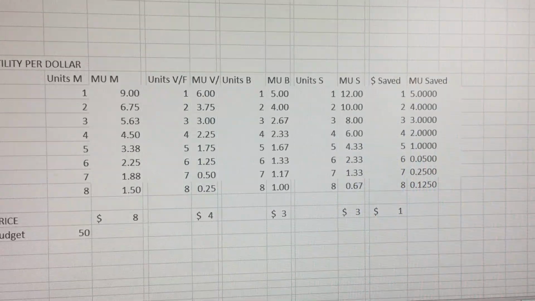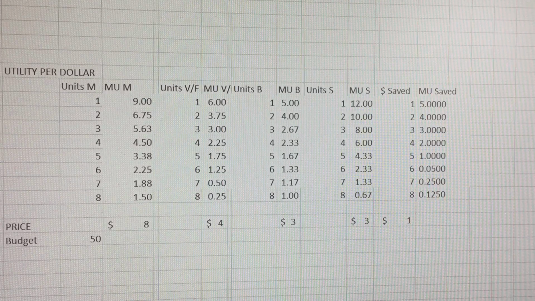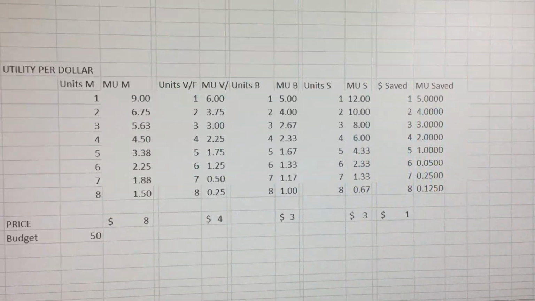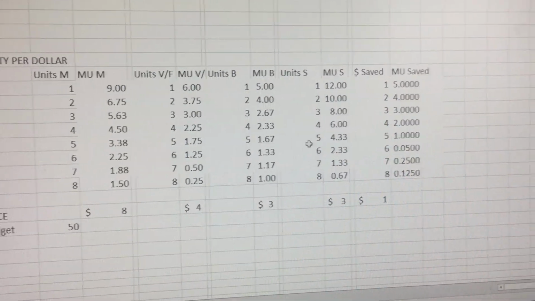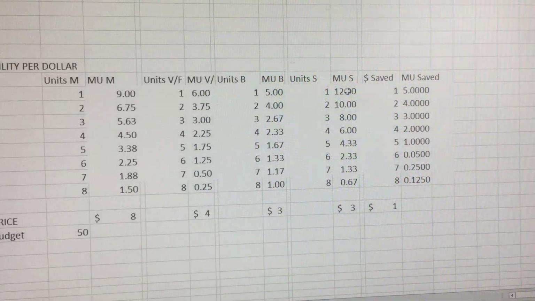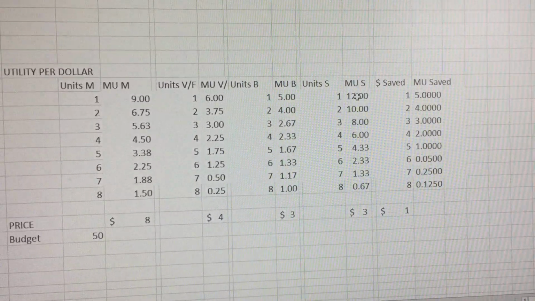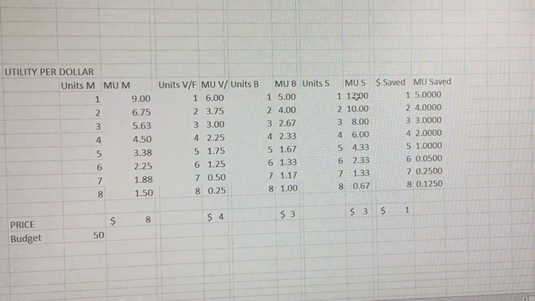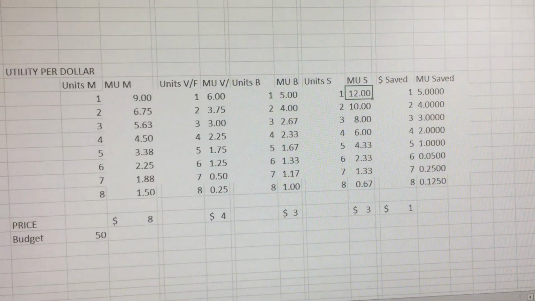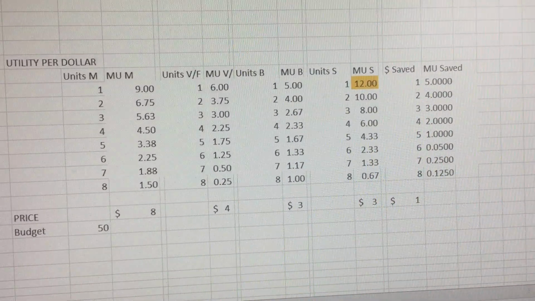So the way we'll go through this is we'll spend our $50 $1 at a time. And well, 1 unit at a time. So we'll start by asking where do we get the most utility? Well, it's on snacks. We get 12 utilities for every dollar we spend on snacks. So the first thing we're going to do is buy snacks. We'll buy some snacks, and that's $3.